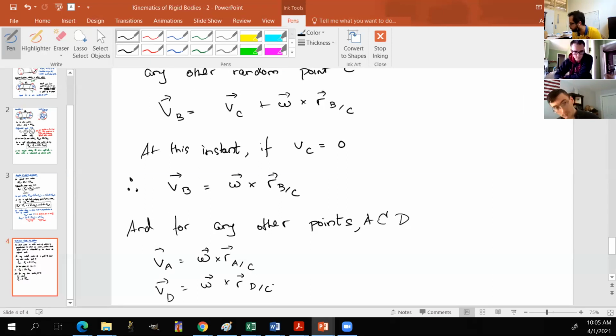Is this if translation doesn't exist? Nope. At any particular instant, you can always find a second point C which doesn't translate. Mathematically, hopefully it makes sense. You found this point about which the velocity is equal to 0, and about that reference point, these are the expressions that you get for any other points on your body. And it's known as the instantaneous center of rotation.